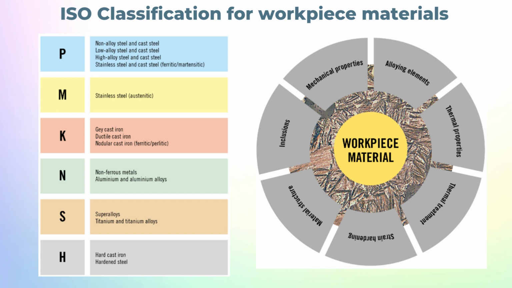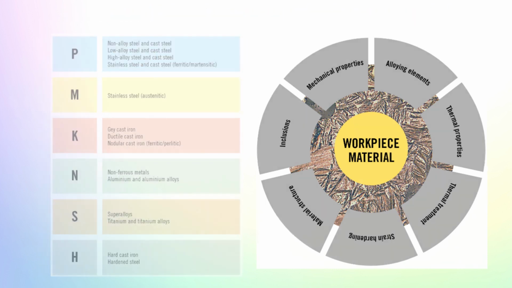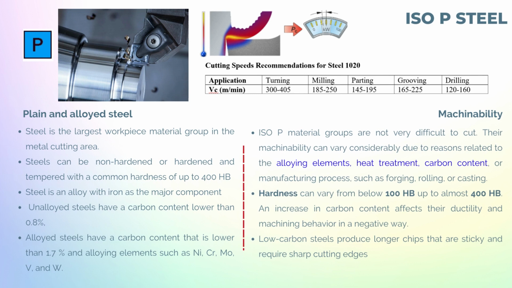When choosing a cutting tool for these materials to machine, a selection is made by considering the ISO standard. Steel is the largest workpiece material group in the metal cutting area. Steels can be non-hardened or hardened and tempered with a hardness of up to 400 Brinell. Steel is mainly an alloy of iron and carbon, which may include other alloying elements as well, in order to obtain enhanced physical properties or machinability.